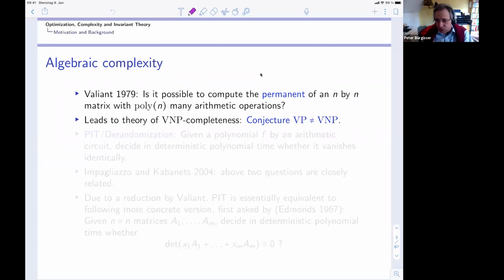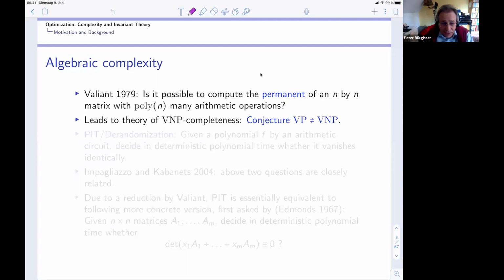As most of you probably know, this led to a beautiful theory, the theory of VNP completeness, which is quite analogous to the P versus NP question, but in this framework of computing polynomials. And there is this, I would say, holy grail of algebraic complexity theory, which is the question whether the classes VP and VNP are equal or not.